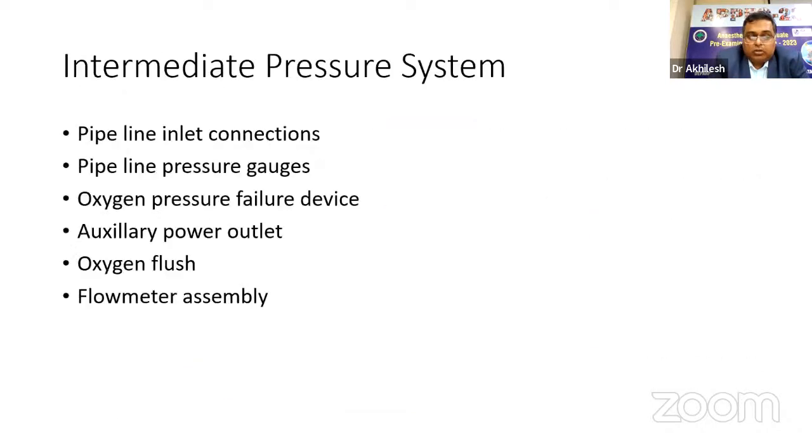So coming on to the intermediate pressure system, there are pipelines, pipeline inlet connections, pipeline pressure gauges, oxygen pressure failure device. We'll be talking about each of them, auxiliary power outlet, oxygen flush and flow meter assembly.